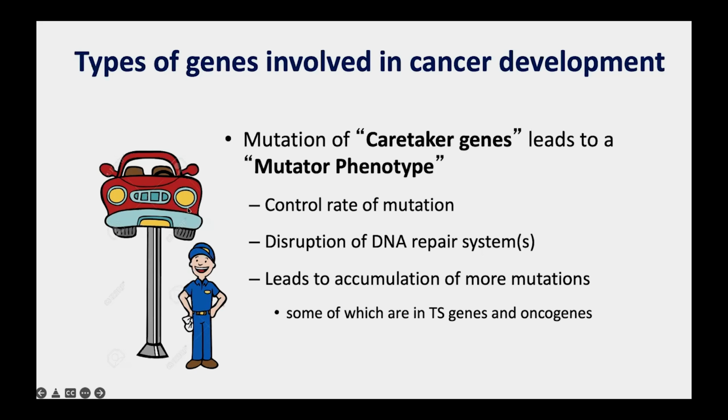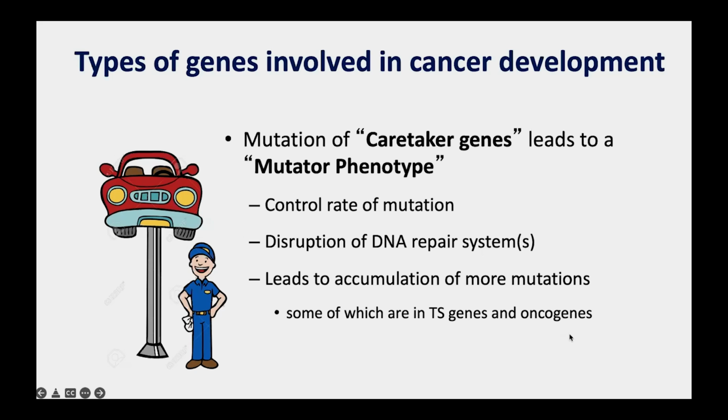So mechanics are just making sure that everything's okay with the genome, because little problems can turn into big problems. And when these genes are mutated, that results in what we call the mutator phenotype, because now our DNA repair systems are not working. So you're accumulating a lot more DNA damage that's not being repaired, and that results in more mutations. And some of these mutations are in tumor suppressor genes and oncogenes that allow cells to proliferate when they shouldn't.